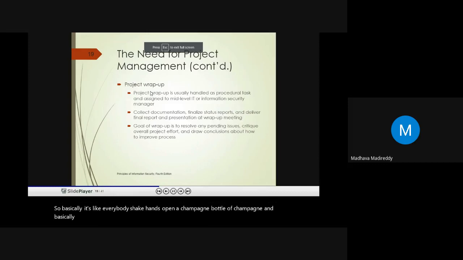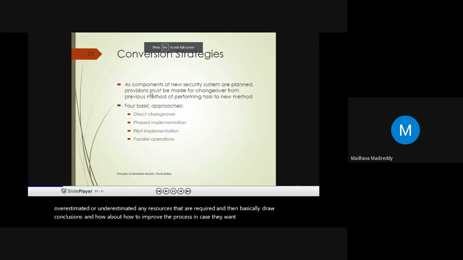So the goal of wrap up is to resolve all the pending issues, critique the overall project effort, like who has done well, whether it is a good effort, whether we have overestimated or underestimated any resources that are required, and then basically draw conclusions about how to improve the process in case they want to implement and continue this in the future.